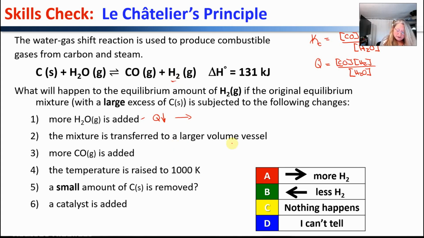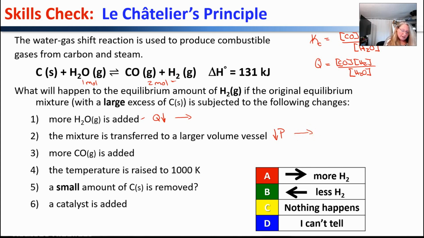If the mixture is transferred to a larger volume, well, what's happening there? A larger volume, I'm decreasing the pressure. Okay, that's the first thing to look for, and then ask yourself, how many moles of gas do I have? I have 1 mole of gas on this side. I have 2 moles of gas on this side. If I have decreased the pressure, then I'm going to favor the side with more gas molecules. So my equilibrium is going to go to the right.